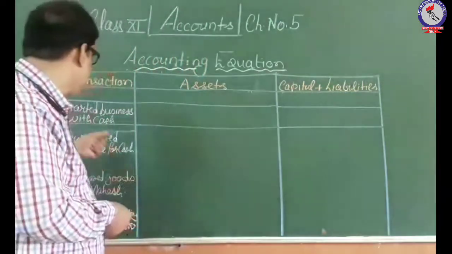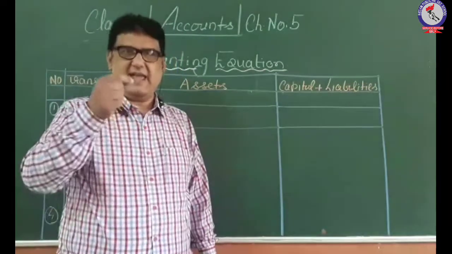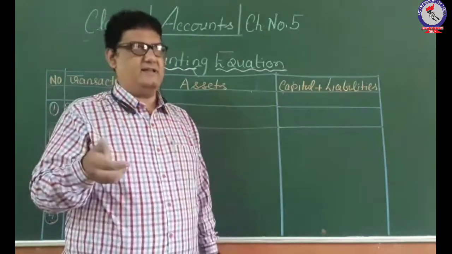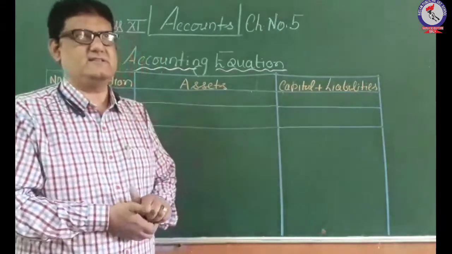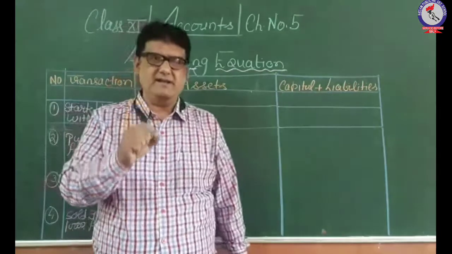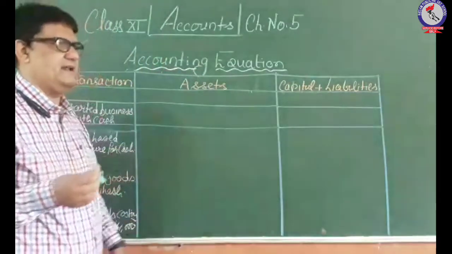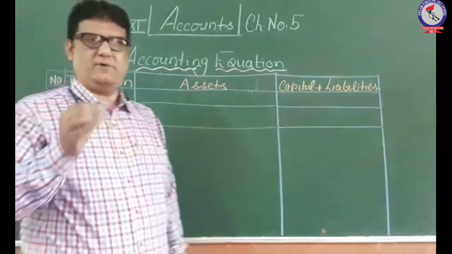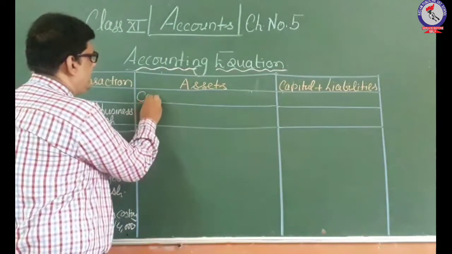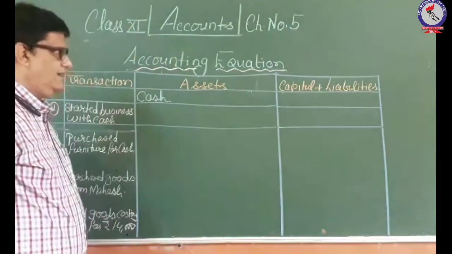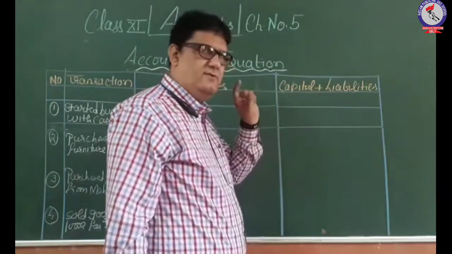When we say started business with cash, one item, cash, is involved. The other item is that when the proprietor starts the business, he invests money, and that is known as capital. So two items are involved, cash and capital. Cash is an example of an asset, so we will open this account on the asset side, that is cash. Second is capital. Capital is already mentioned here, so it will continue.